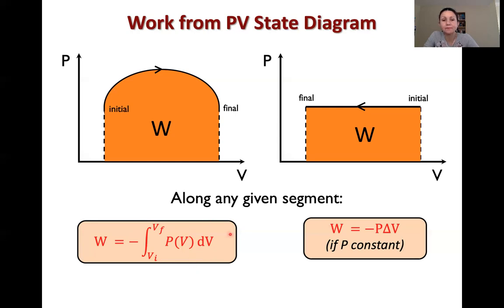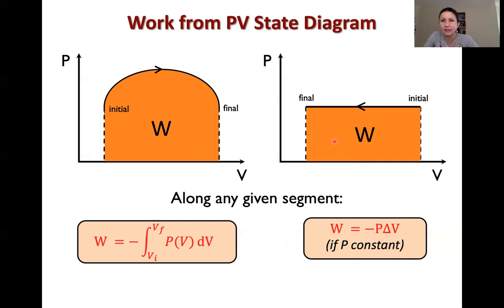Now, a simplification of this general equation for work is when pressure is constant. If pressure doesn't change with volume, you can pull it out of the integral. Another way of thinking about it, you just get this rectangle, and we know how to calculate the area of a rectangle. You don't need a complicated integral. It's just height times width. The height is pressure, the width is delta V. So this simplifies to just minus P delta V for the specific case when pressure is constant.